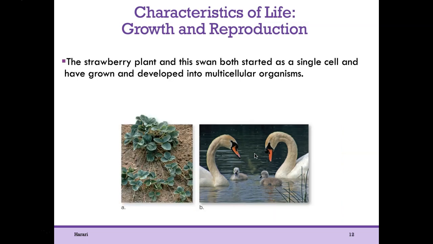And of course, both the strawberry plant and this swan, which is an animal, both started off as a single cell. So all organisms start off as a single cell. Some organisms, like a bacteria, just stay like a single cell. But plants and animals divide, and they specialize into organisms. Right? So both this plant and these animals are multicellular. They can have up to trillions of cells that we can't see individually, but under a microscope we can surely see.